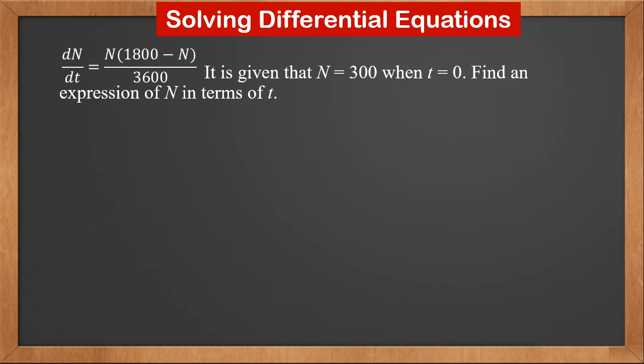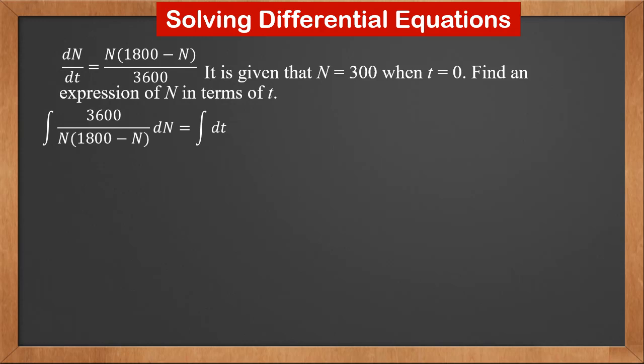dn over dt is n times 1800 minus n over 3600. It is given that n is 300 when t is 0. Find an expression of n in terms of t. First, let's separate n and t. Turn it into the integral of 3600 over n times 1800 minus n dn equals the integral of dt.